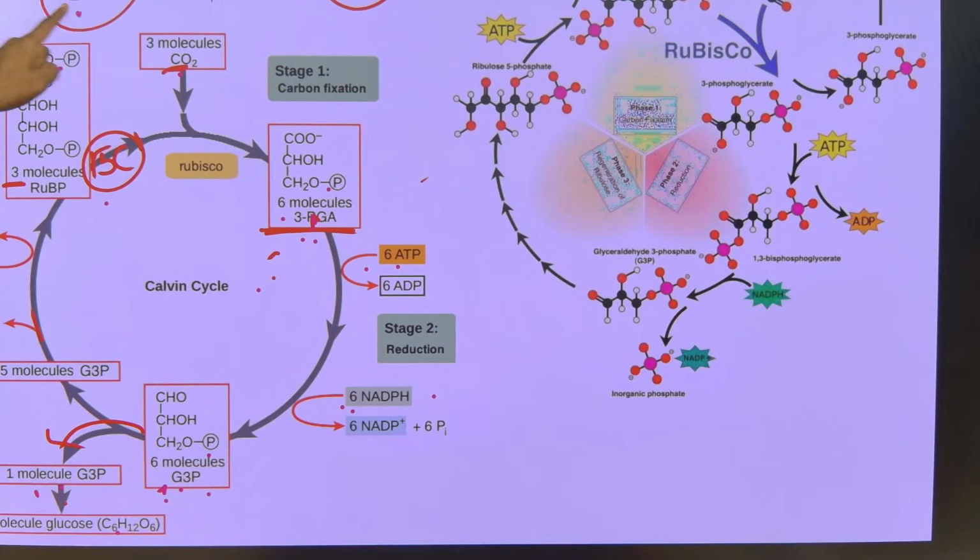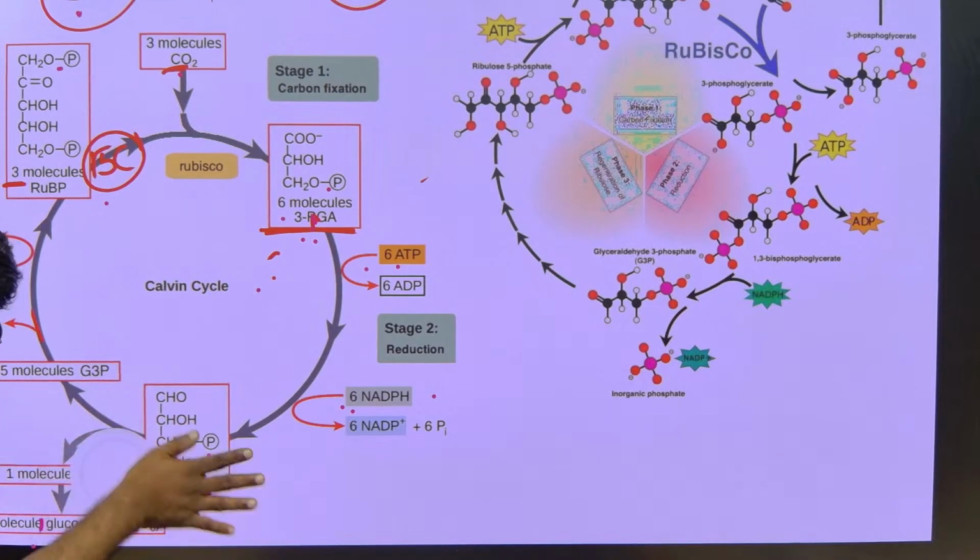Now listen. What was the question asked in the 2024 NEET paper? How many G3P are required to produce 1 glucose? 2. That is the exact question asked in the exam. Correct? Because 1 molecule of G3P is how many carbon? 3 carbon. We produce half glucose. For 1 glucose? 2. Okay, you are telling easily.